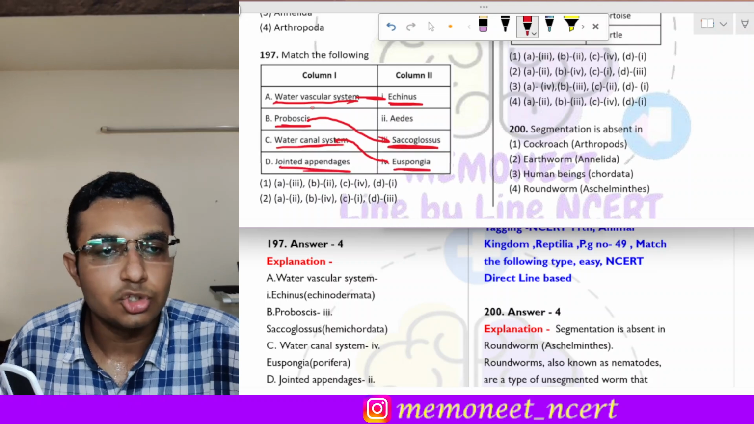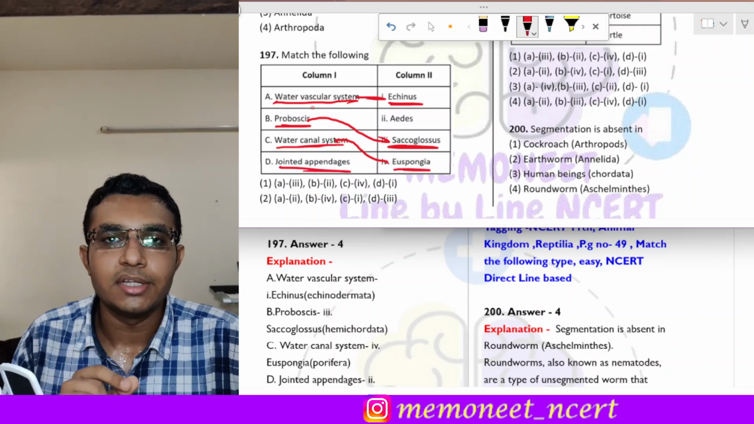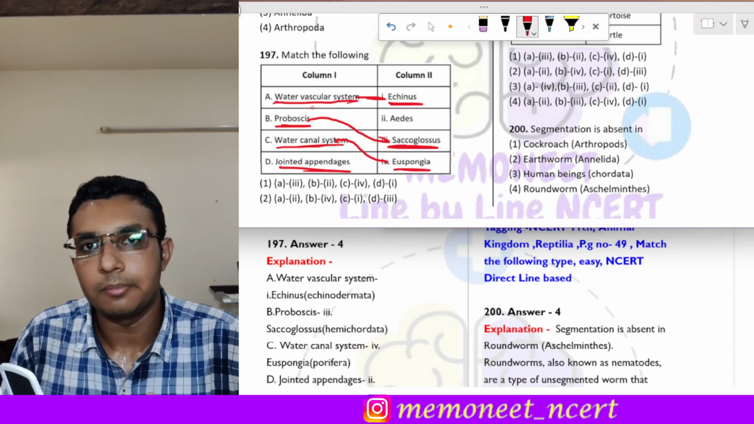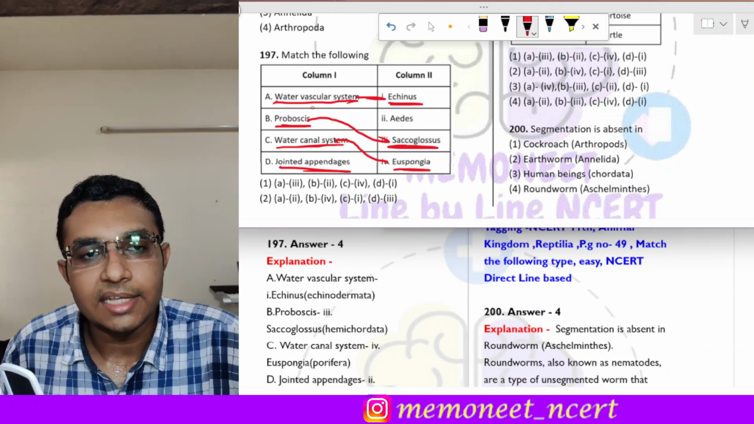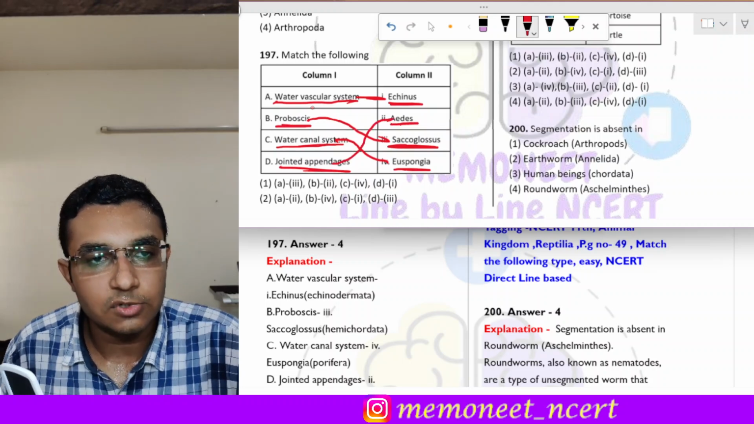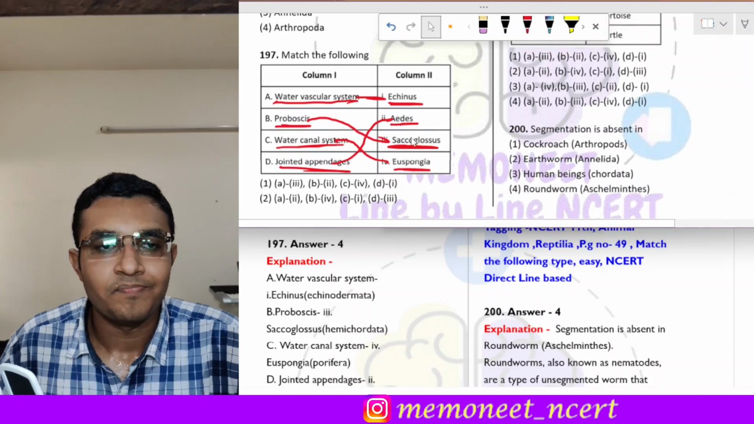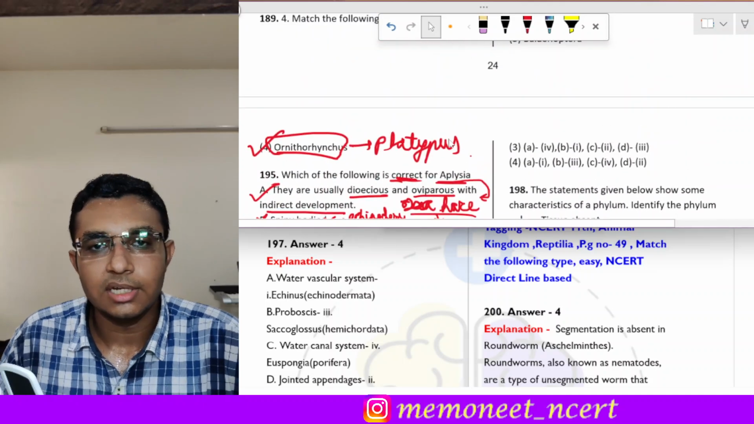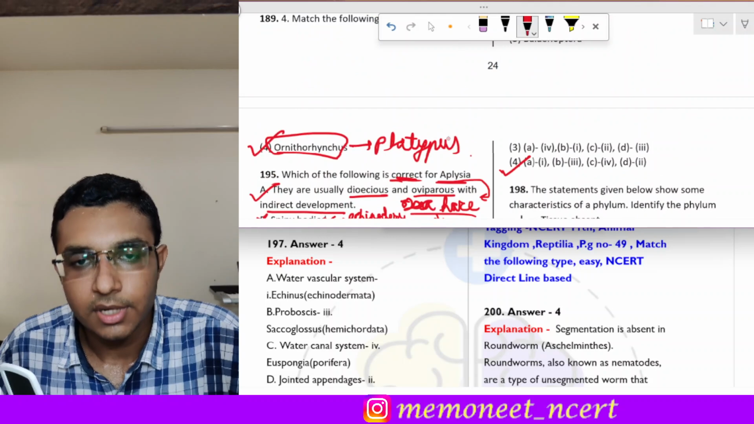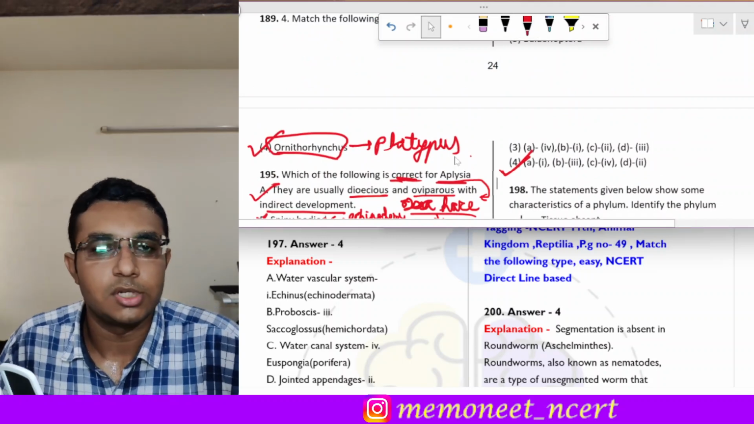And D is the jointed appendages. The jointed appendages are the characteristic feature of phylum Arthropoda and an example of Arthropoda is the Aedes mosquito. So D goes with 2. So which is the correct option showing the correct matching? It is option 4. So the correct answer of this question is option 4.